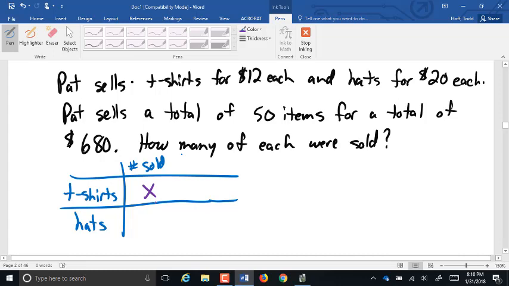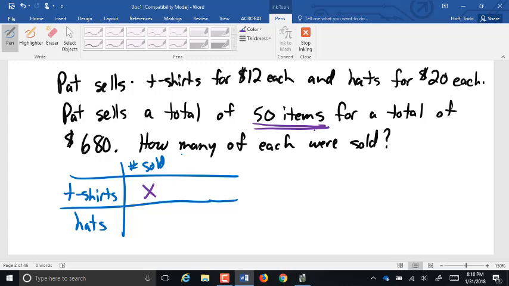Well, if we know how many t-shirts, how would we find how many hats? We don't know how to use a second variable, but we can define it in terms of the number of t-shirts. Think of it this way. We have that total of 50 items here. If I told you that I sold 20 t-shirts, how many hats would we have sold? 30. So 50 minus the 20 gives us the 30, right? Well, we don't know the number of t-shirts, so instead of 50 minus 20, it'll be 50 minus X.